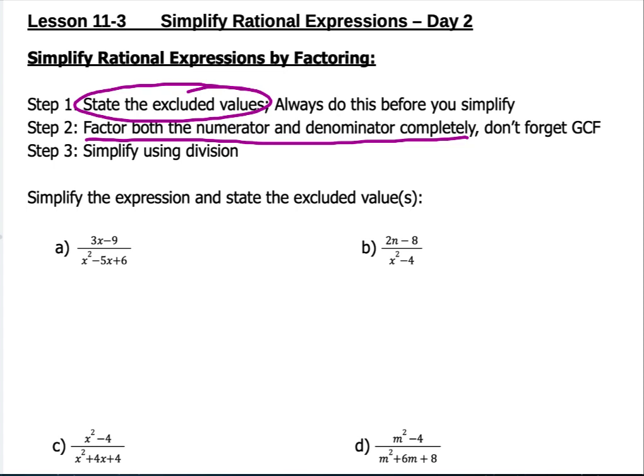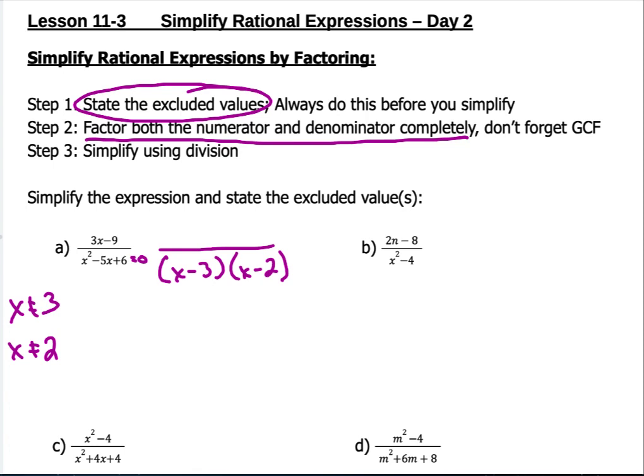So for instance, I'm going to start with factoring my denominator, x squared minus 5x plus 6. So that's going to be x minus 3 and x minus 2. And remember, we set that equal to 0, so that means my excluded values are I can't have a 3 and I can't have a 2 for an x value. Anything else I could plug in there.